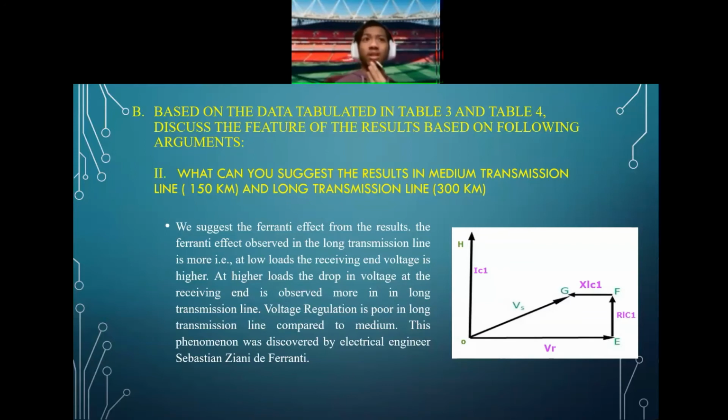Okay, we suggest the Ferranti effect from the result. The Ferranti effect observed in the long transmission line is more at low load, where the receiving end voltage is higher. At higher load, the drop in voltage at the receiving end is observed more in the long transmission line. Voltage regulation is poor in the long transmission line compared to the medium one. This phenomenon was discovered by the electrical engineer Sebastian Ziani de Ferranti.